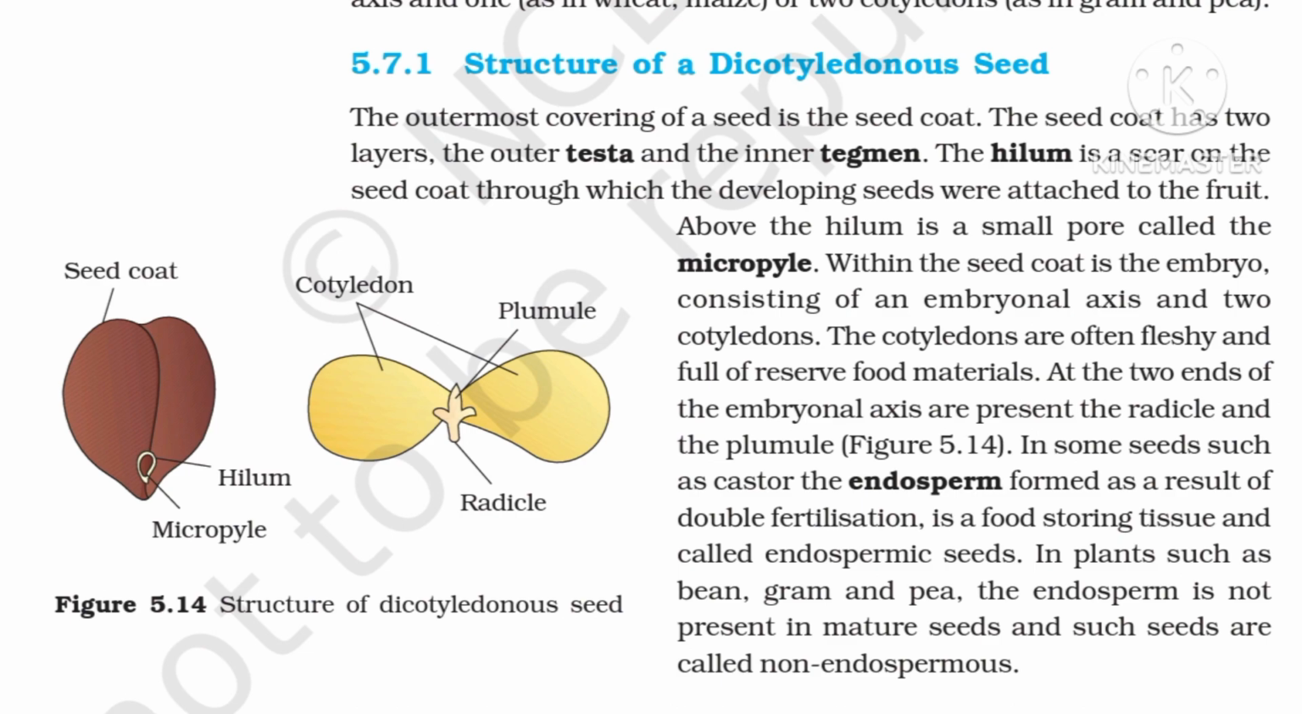Figure 5.14. In some seeds such as castor, the endosperm formed as a result of double fertilization is a food storing tissue and these are called endospermic seeds.